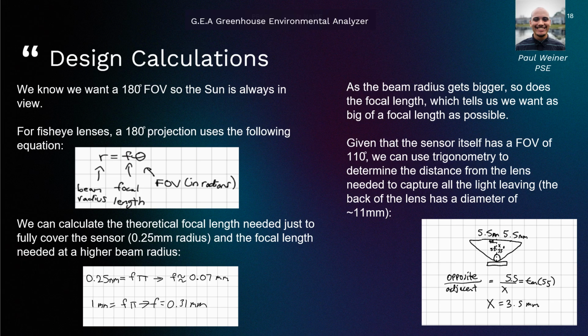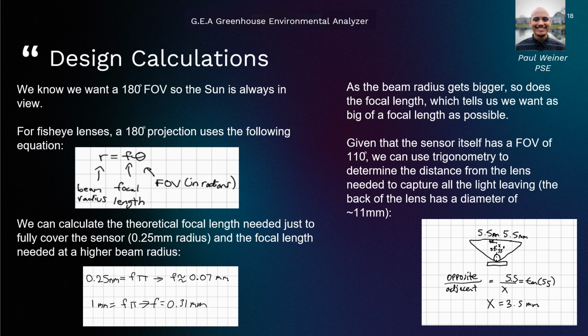When we decided that we were going to use a fisheye lens, I initially tried calculating how small the focal length would have to be to cover the entire photodiode. In doing that, I found that a focal length of 0.07 millimeters would be necessary, which is not possible. Trying a larger beam radius of 1 millimeter, I gathered that we would need to have as big of a focal length as possible, which led into my selection of the Alaluso fisheye lens, which you will see on the next slide. That's helpful, but doesn't take the sensor's field of view into account.